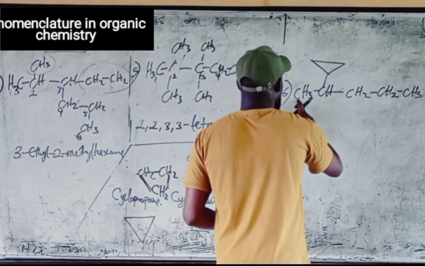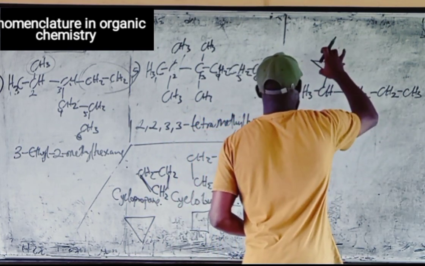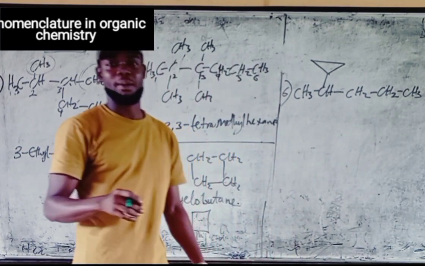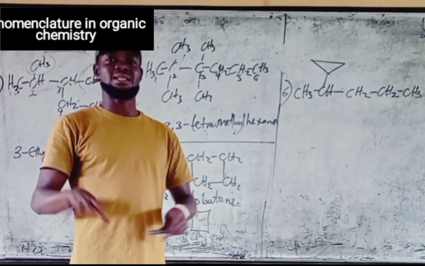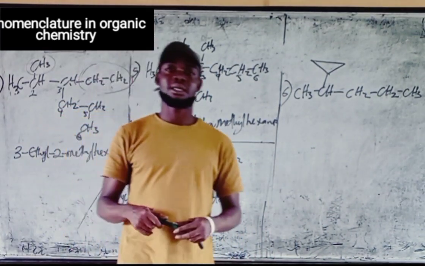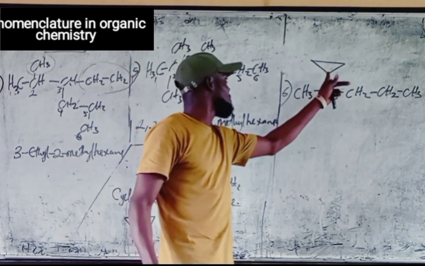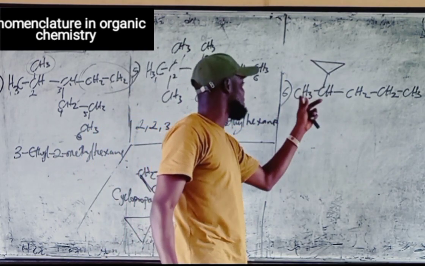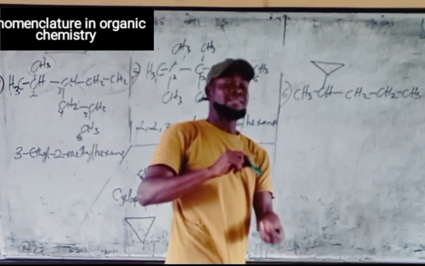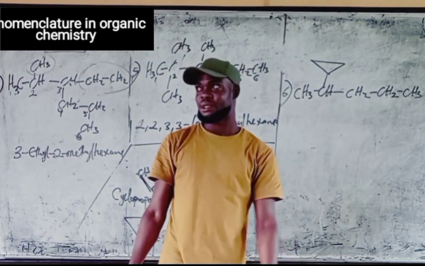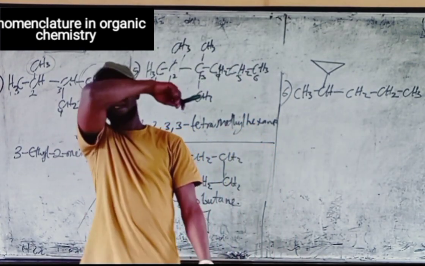Now, if you have a straight chain and a cyclic compound, which one will take the lead? The one that has the higher number of carbon atoms. So how many carbon atoms do you have inside the ring? 1, 2, 3. How many do you have in the chain? 1, 2, 3, 4, 5. So the straight chain will take the parent name. So that's how to name all this as a cyclic compound.